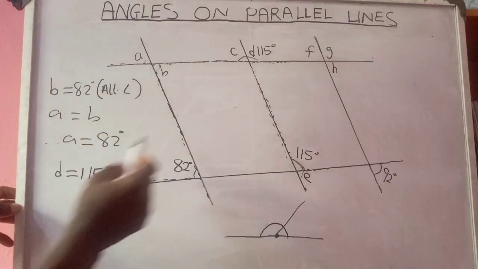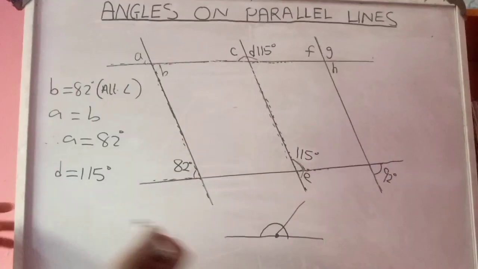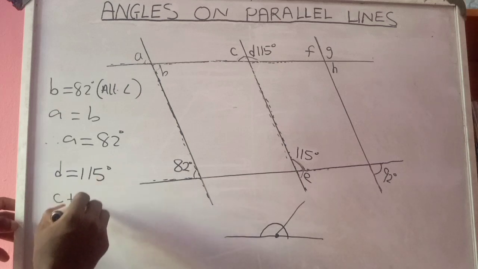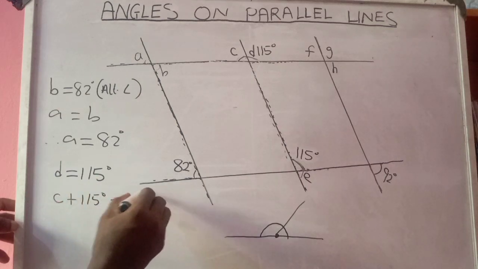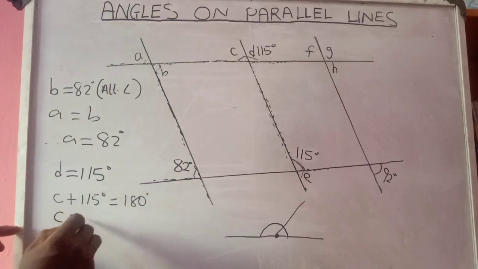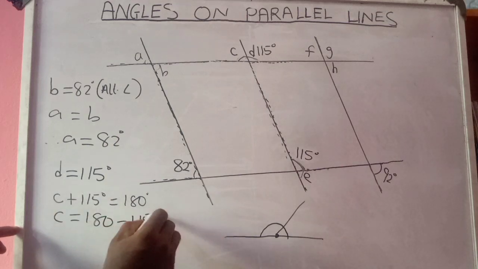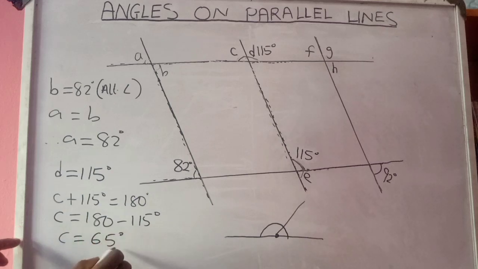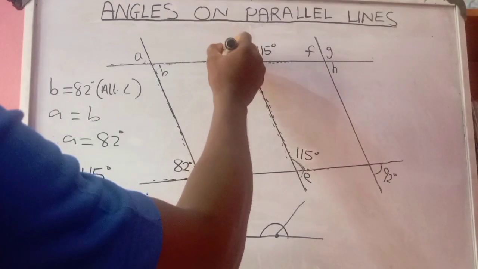So to get that particular one, you can decide to get this one or this one. And we know that E and C are equal. So let's get this one. That will be C plus 115 is equal to 180 degree. So to solve for C, you have to collect like terms. Then C is equal to 180 minus 115 degree. C is equal to 65 degree. So that is to say, C is 65 degree.